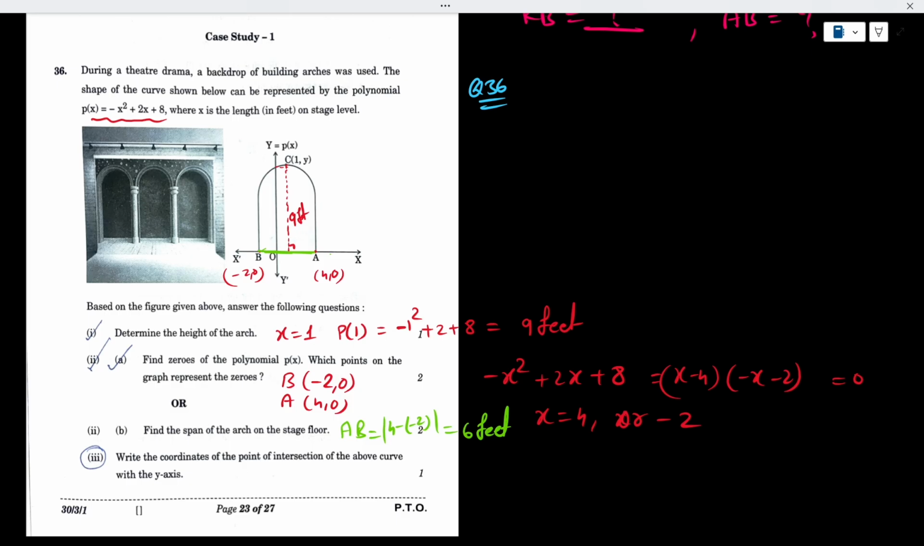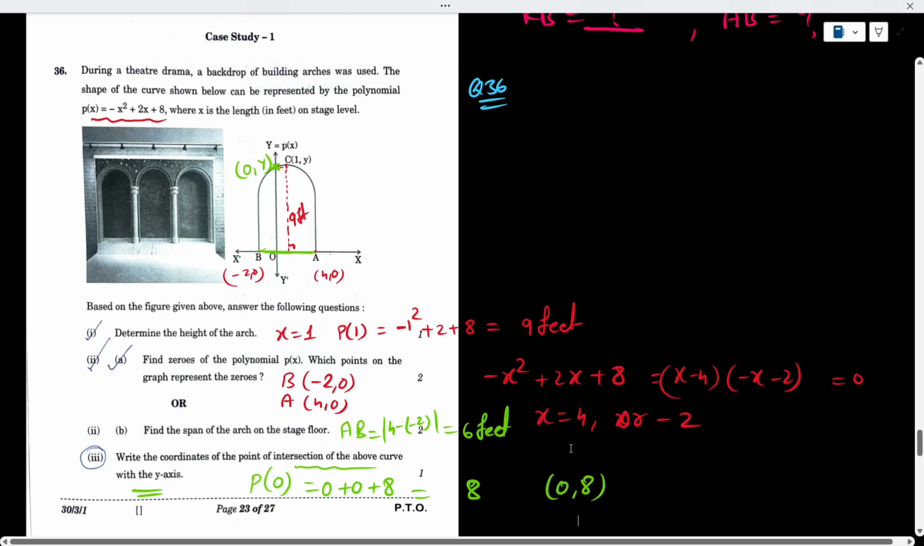Next one, it's written, write down the coordinates of the point of intersection of the above graph with the y-axis. Now this is the graph, right? And if you see, this point is your intersection with the y-axis, that means your x coordinate will be 0. That means we need to substitute the x value as 0. So it will become 0 plus 0 plus 8, which is going to be 8, right? So what are the coordinates? If you see, it is 0 comma 8. That's going to be the coordinates of that point of intersection on the y-axis.